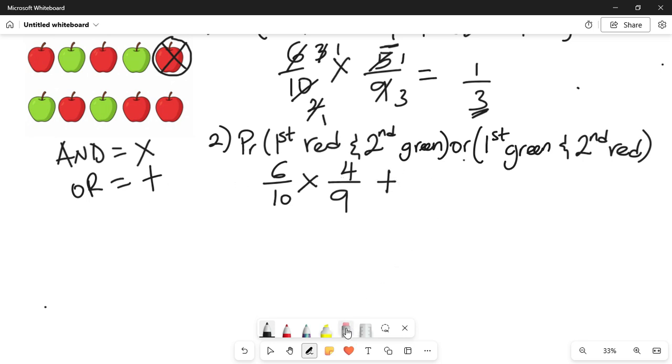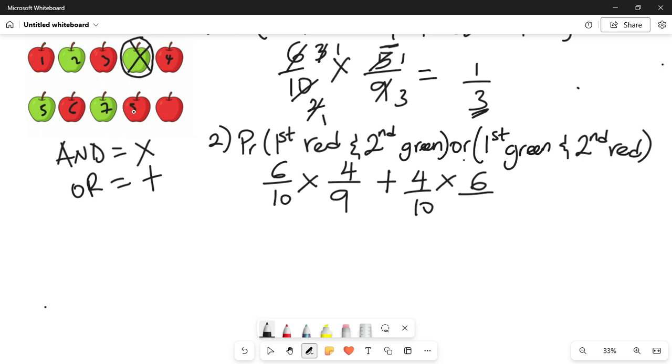Now we erase this because we are starting all over again. First is green, that's 4 over 10. Why? Because we have 4 green apples and the total number of apples we have is 10. Sorry, we've picked one green. Let's assume we picked this, so this is out. And that's multiplication again. Second is red. We have not touched our red, so we still have 6. 6 over the total now is 9. 1, 2, 3, 4, 5, 6, 7, 8, 9.